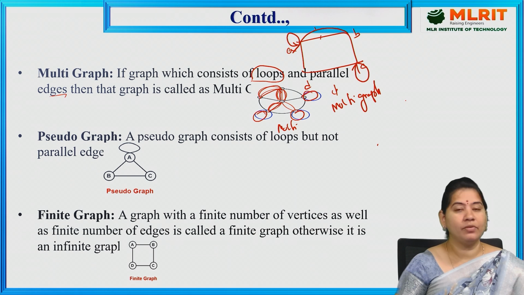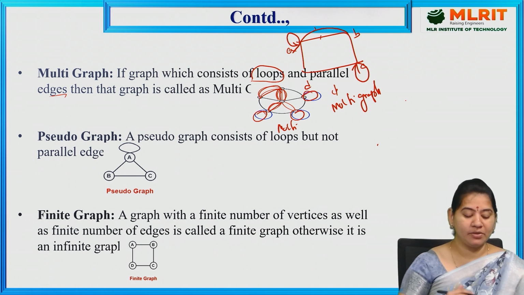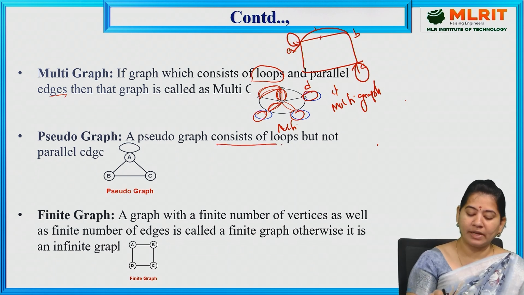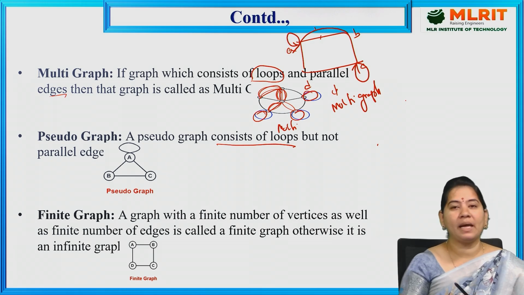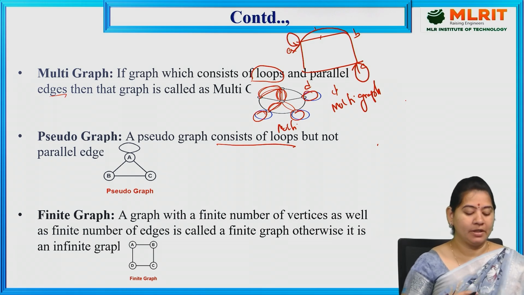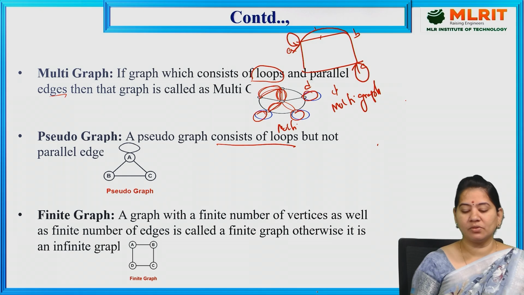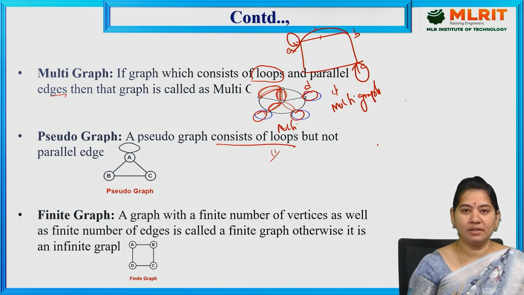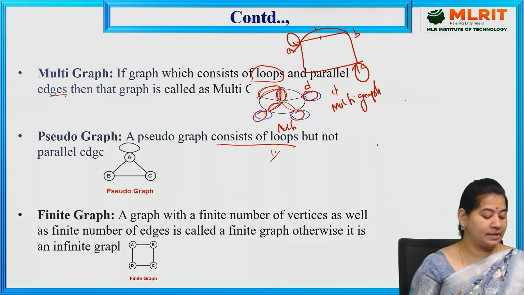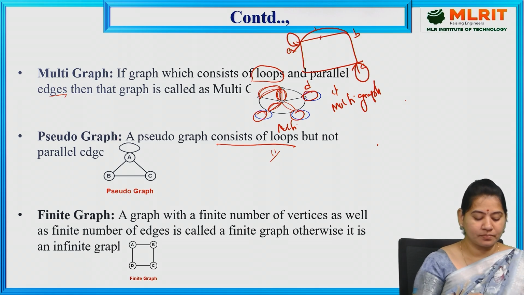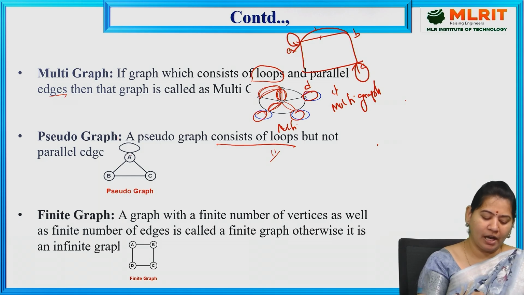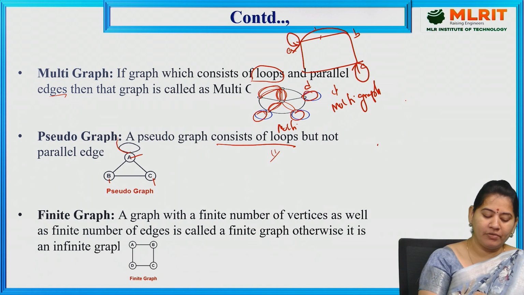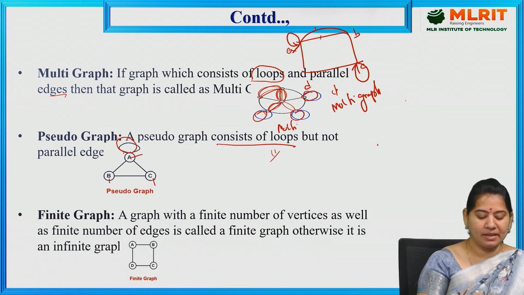Now next we have the pseudograph. A pseudograph consists of loops but not parallel edges. So a multigraph should contain both parallel edges and loops, but here only loops should be contained and not parallel edges, and that particular graph we can call a pseudograph. Now if you observe this figure here, we have the vertex A and this is B and this is C. Now we have the self loop for A and all edges are there. It is undirected.